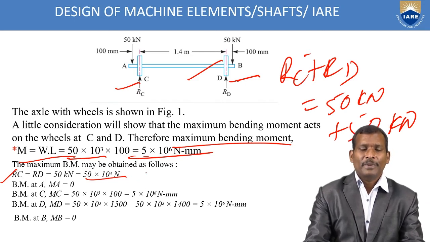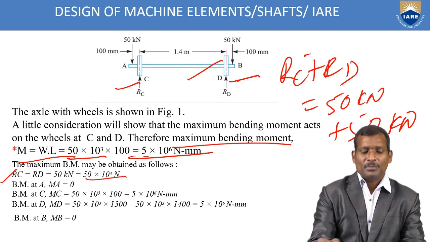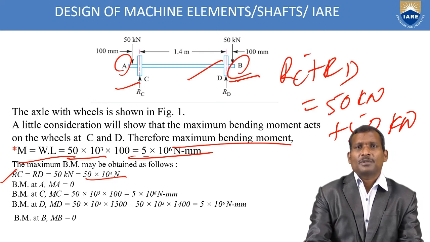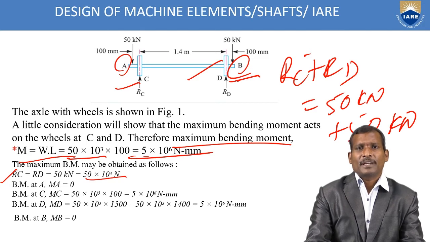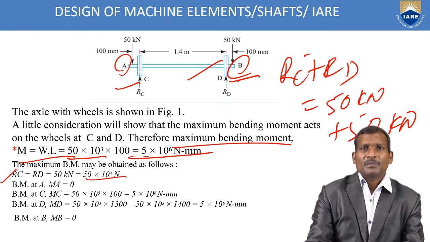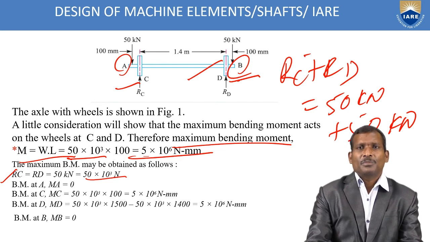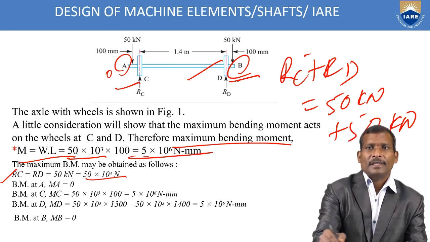So what is the bending moment at A? Always the bending moment at the supports A and B is 0. At the supports, at the ends, there is no bending moment. We have already studied this in strength of materials, in the shear force and bending moment topic. Clear? According to the bending moment theory, there is no bending moment at the ends. So you can write the bending moment at A is 0 and at B is 0.